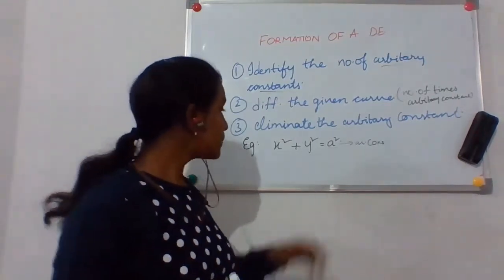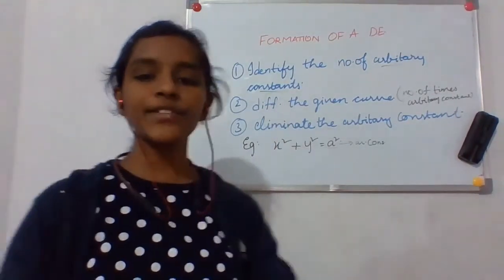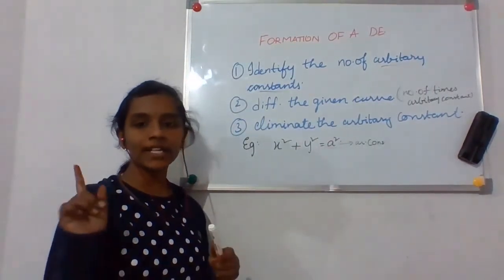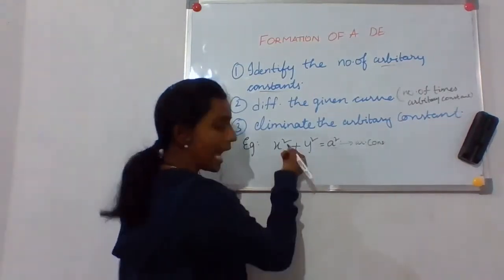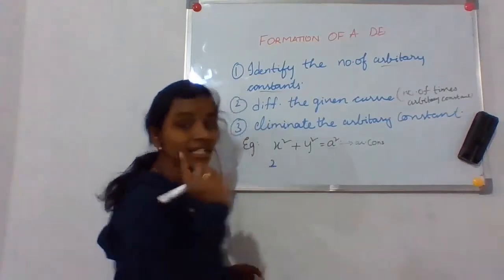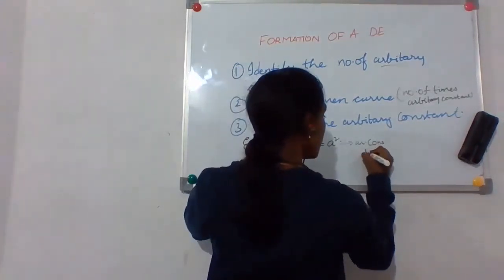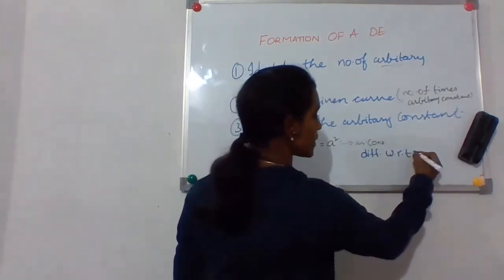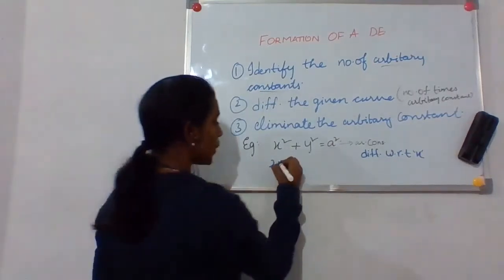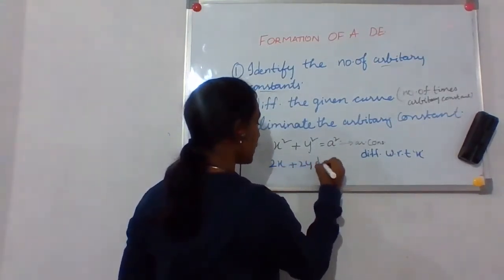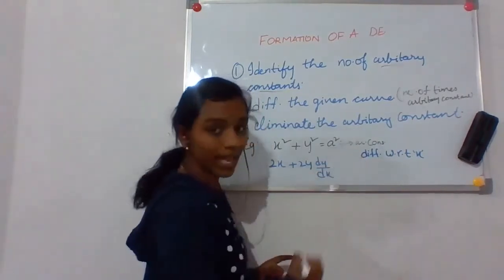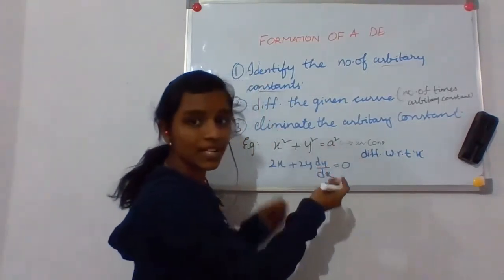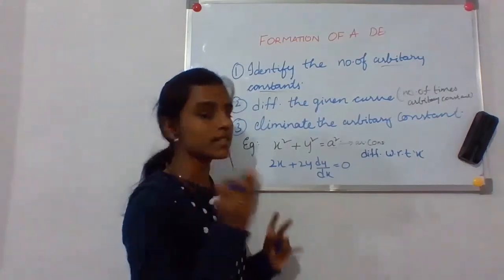And now what have I to do? Second step, differentiate the curve. So how many times have I to differentiate this curve? I have only one arbitrary constant, so I can differentiate it once. If I differentiate this with respect to x, I get 2x plus 2y into dy by dx, equals the constant's differentiation, which is 0. In the name itself it is present, it is an arbitrary constant, so 0.